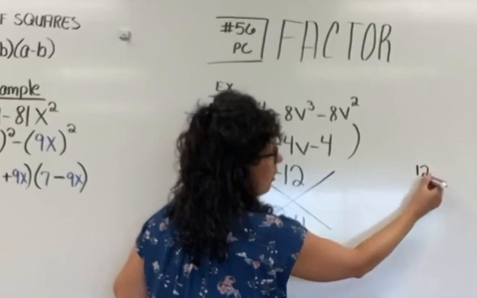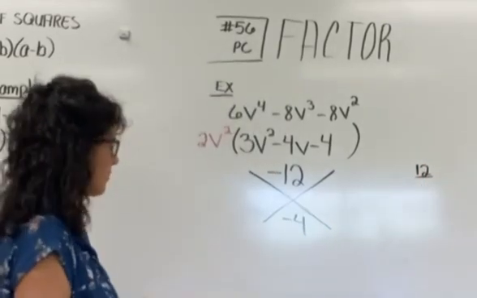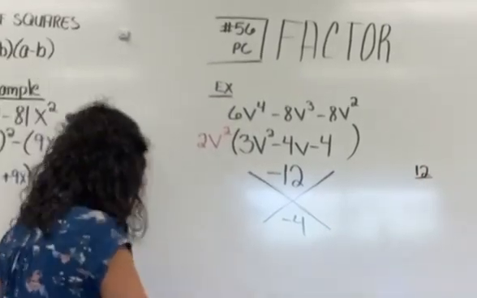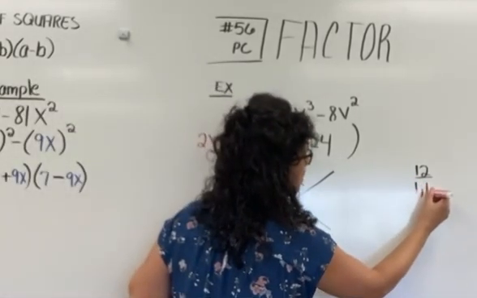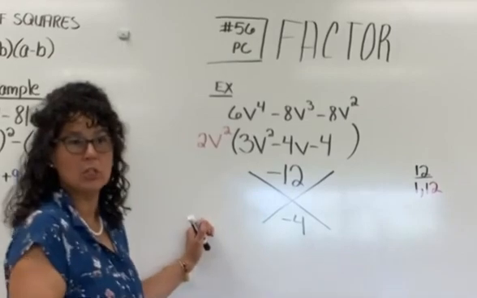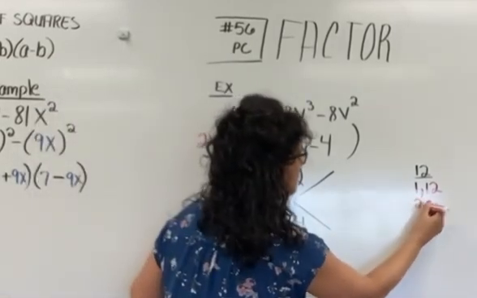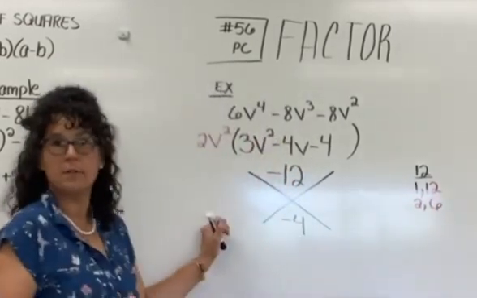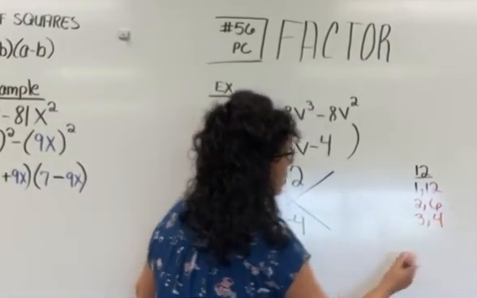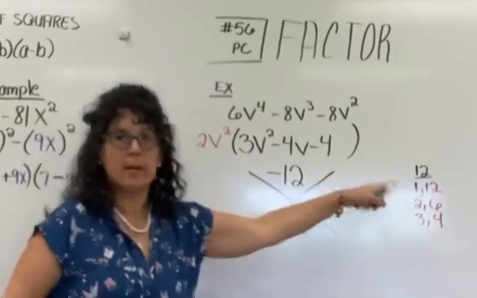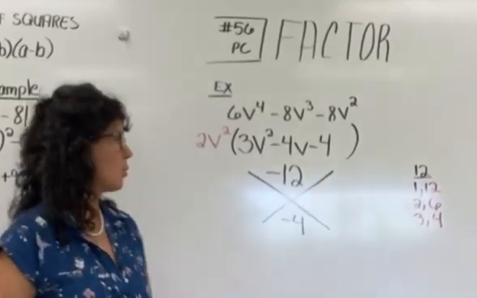Let's list all the factors of 12. So 12 is 1 times 12. 12 divided by 2 is 6, so 2 times 6. 12 divided by 3 is 4, so 3 times 4. We've listed all the pairs that multiply together to get 12.